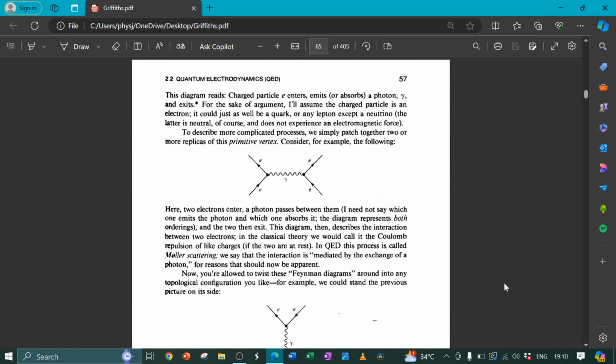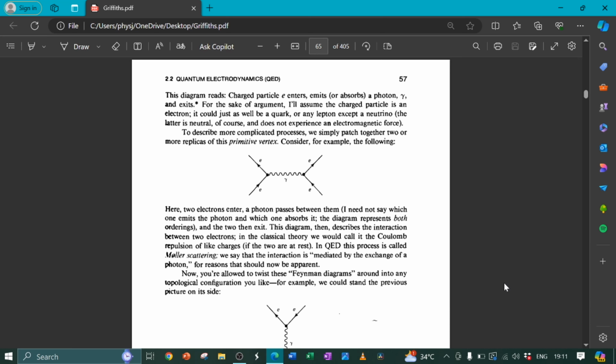Consider, for example, the following. Here, two electrons enter, a photon passes between them. I need not say which one emits the photon and which one absorbs it. The diagram represents both orderings, and the two then exit. This diagram then describes the interaction between two electrons.